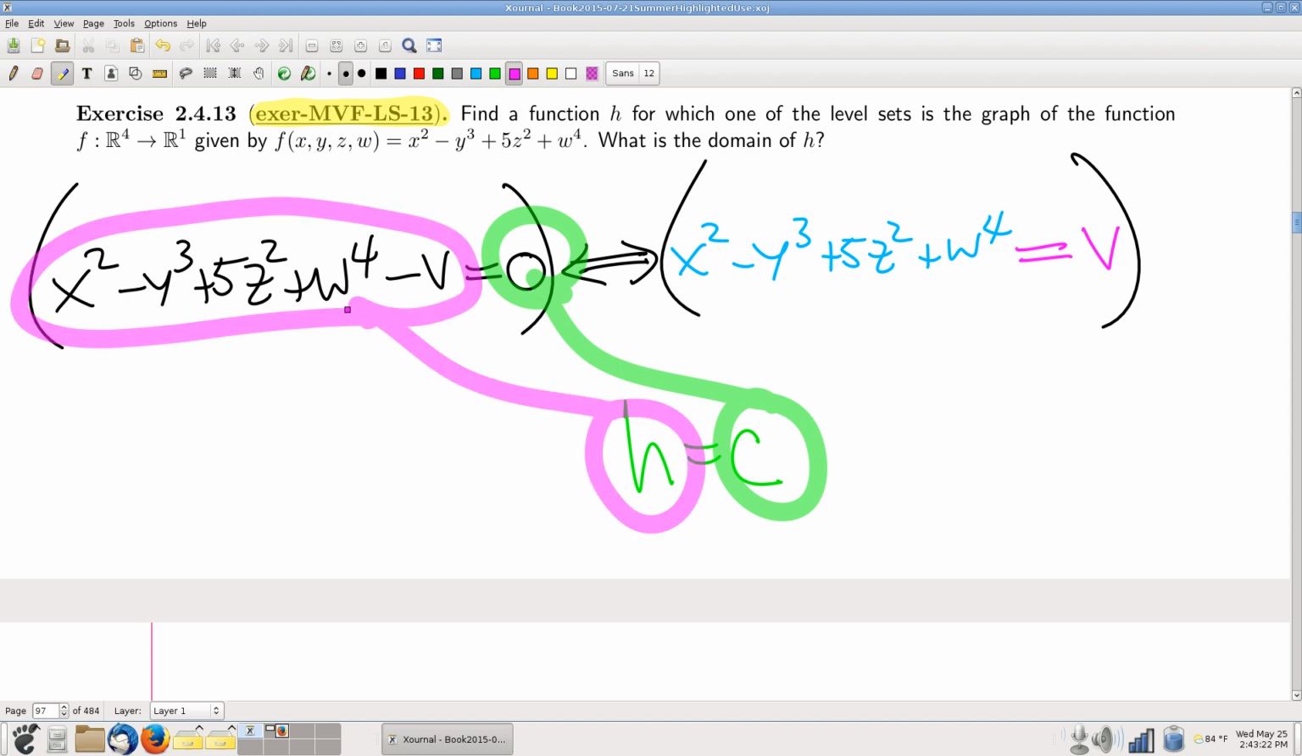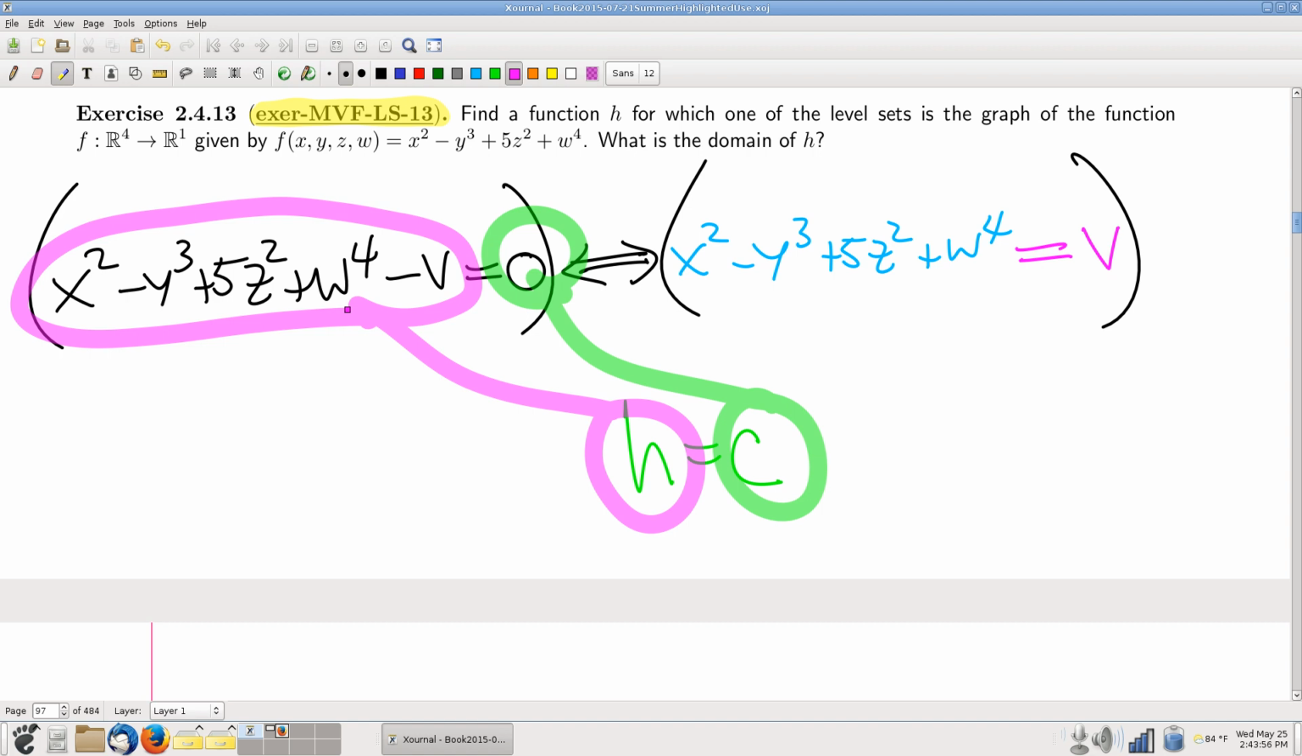And now, if you think about it, this equation on the left, now that I've chosen h to be the left side of that equation, describes a level set of my chosen h. The equation on the right describes the graph of the given f. And the fact that these two equations are equivalent means that these are the same objects.